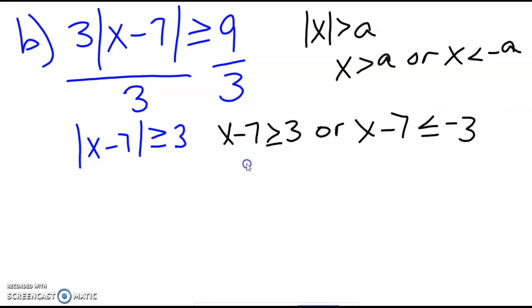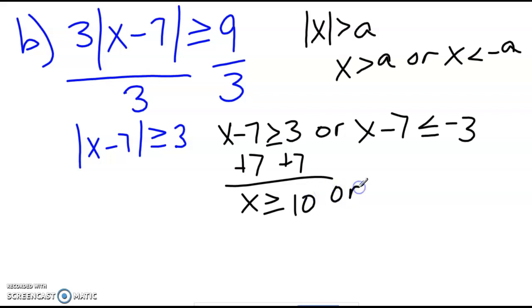I'm going to add 7 here to get x is greater than or equal to 10, or I'm going to add 7 on both sides there. That will give me x is less than or equal to 4.